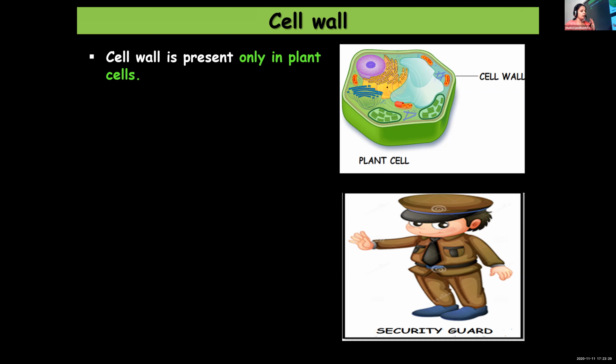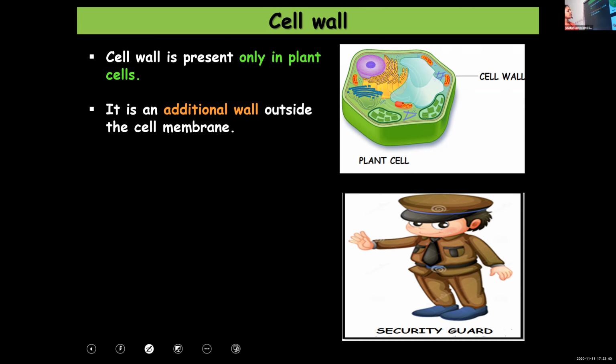Cell wall is found only in plant cells. Why only plant cells? Because this layer will give additional protection.